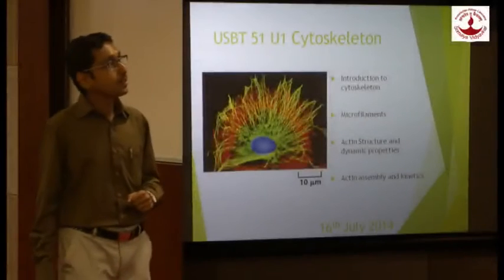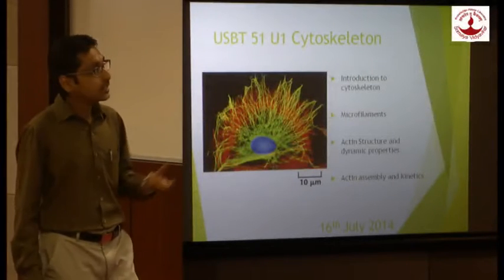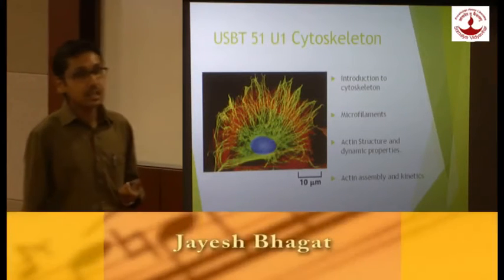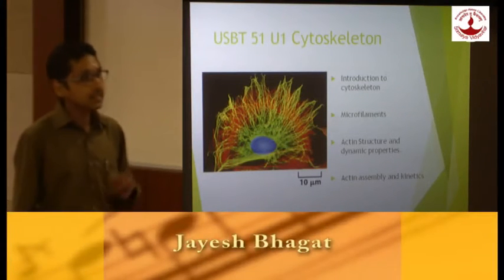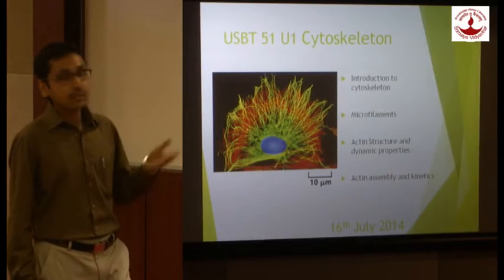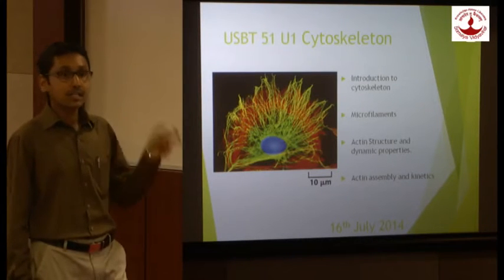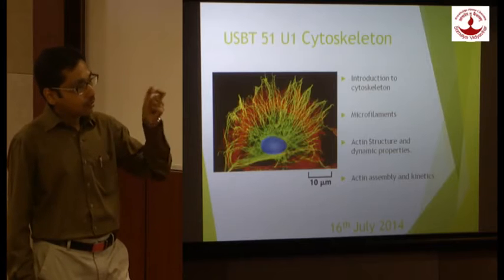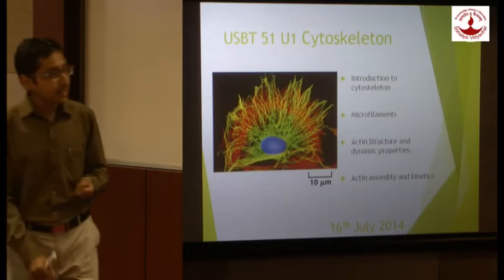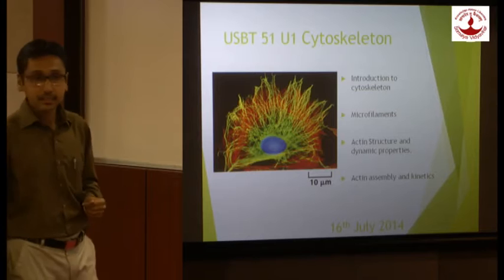In this lecture, you will be introduced to the components of the cytoskeleton, the origins of the cytoskeleton, and what different components exist in eukaryotes, and we'll see in the last set of questions whether they exist anywhere else. Then we will first start with one of the three components of the cytoskeleton, that is the microfilaments. We'll see what their functions are, what they are made up of, that's the actin structure, and their dynamic properties. And finally, if time permits, we will see actin assembly and kinetics.